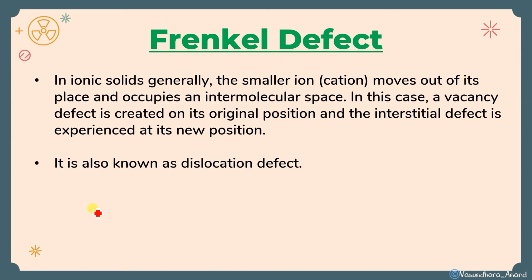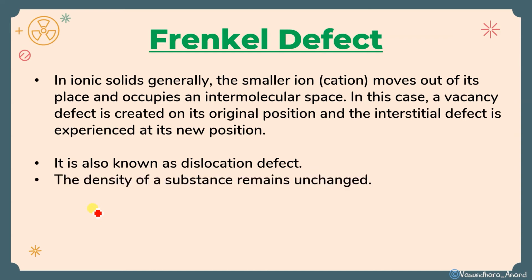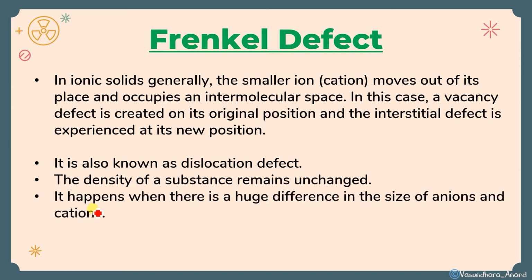It is also known as dislocation defect. So why? Because the ion only gets dislocated. Like in the class, you are supposed to sit on the first bench. Now you are not sitting on the first bench. You got the punishment and you are sitting between the two rows. So like this. It's a position change. It got dislocated. The density of the substance remains unchanged. Why is it like that? I have explained right now, because the number of particles is not going to change. Yes. It happens when there is a huge difference in the size of the anions and the cations. Like if the cation size is very small, then only it will go into the interstitial, isn't it?